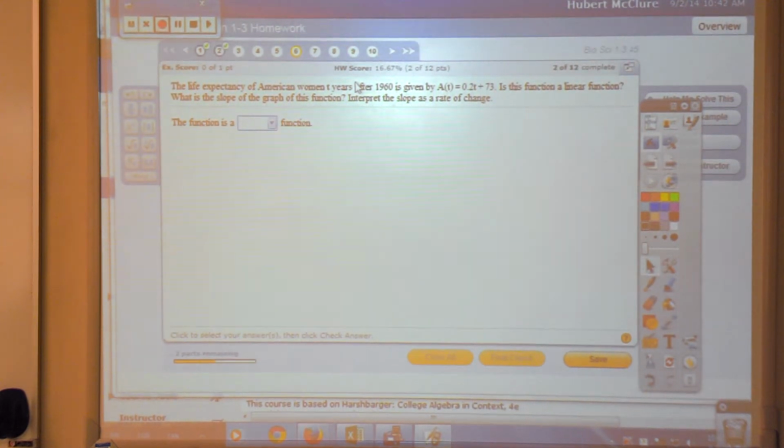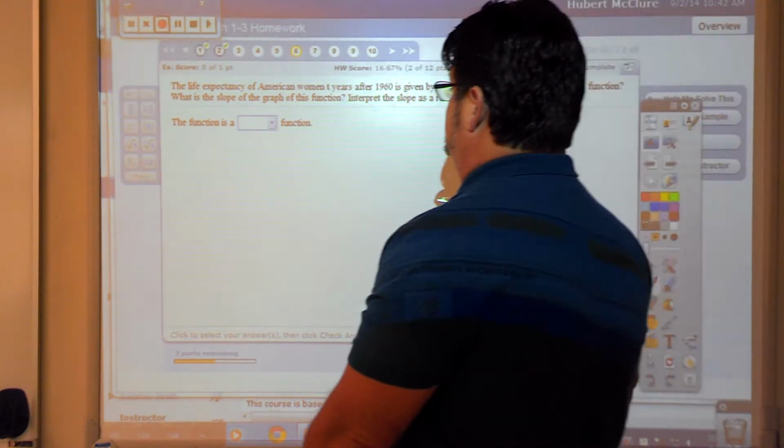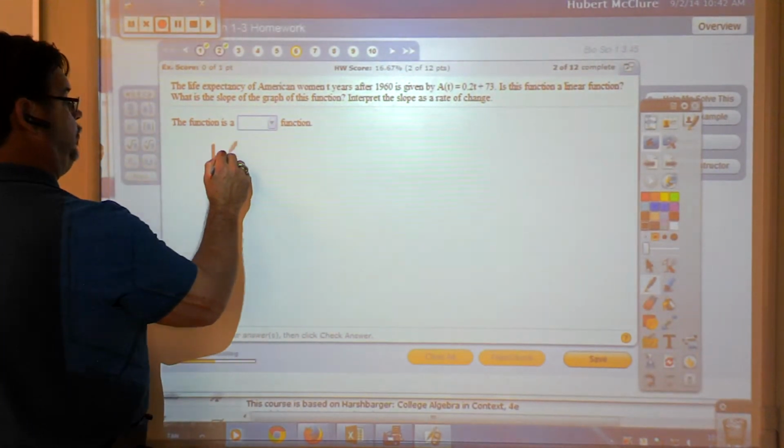What is the slope of the graph of the function? 0.2. 0.2 is the function. Exactly, 0.2. So that's 2 over what? 2 over 10, exactly. And you need to think of it like that. It is a linear function.